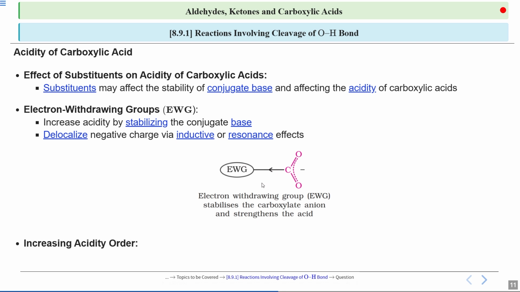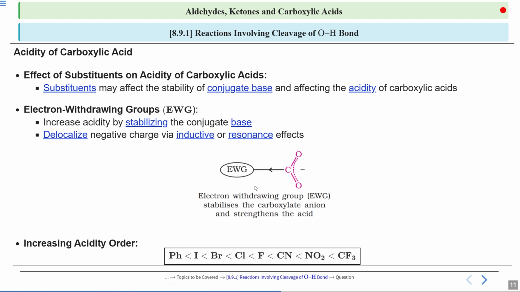Now if we look at the increasing order of acidity among different substituents, here you can see the order of increasing acidity. Phenyl has the lowest, then comes iodine, bromine, chlorine, fluorine, cyanide, NO2, and then trifluoromethyl. Trifluoromethyl is an electron withdrawing group, and if CF3 is attached to a carboxylate anion, it will increase the acidity more as compared to the rest of them. So this is the increasing acidity order. That means CF3 is highly acidic and phenyl is the least.